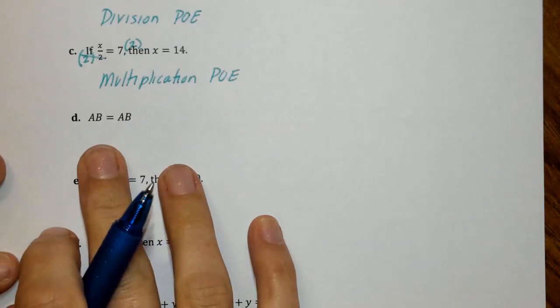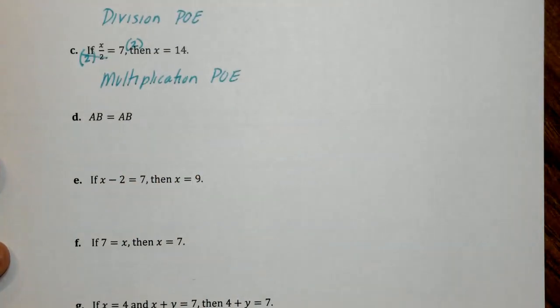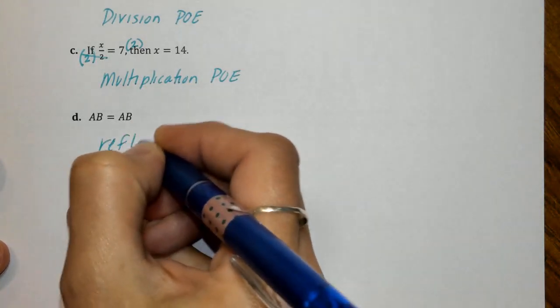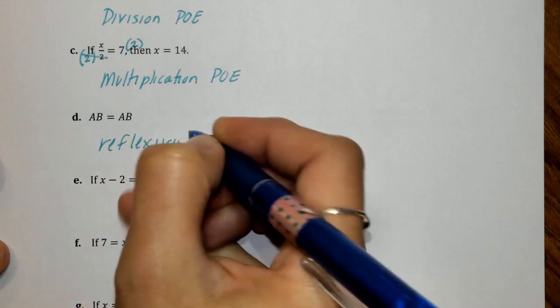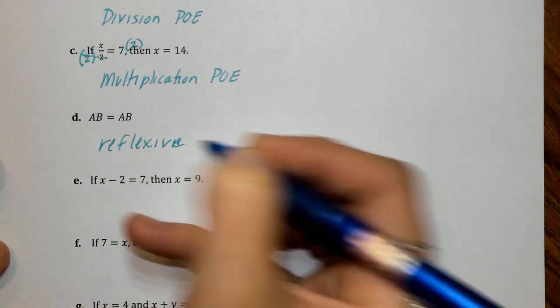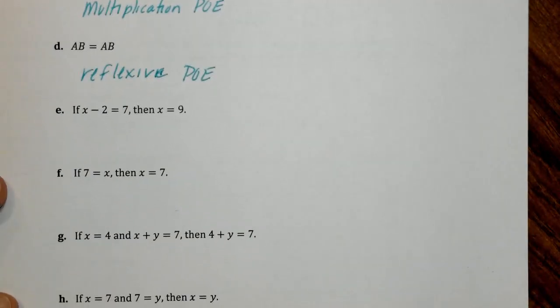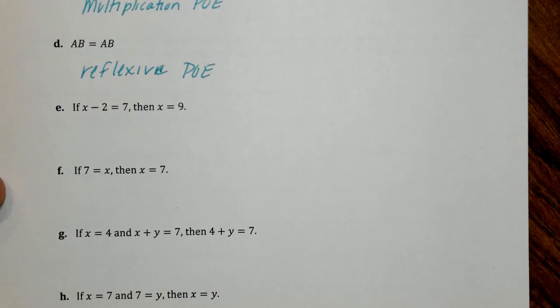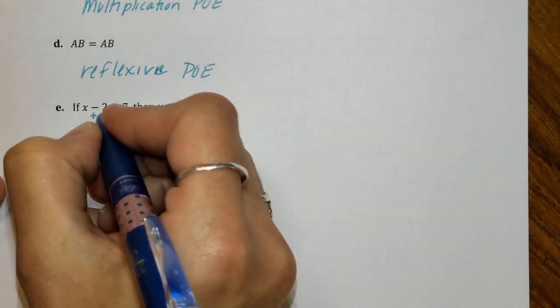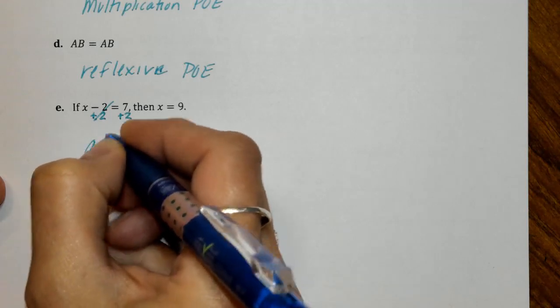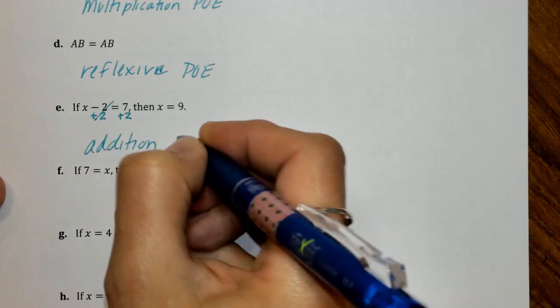We look at letter D, we see AB equals AB. We have the same thing on both sides, like looking in the mirror. You're going to have your reflexive property of equality. Next, if x minus 2 equals 7, then x equals 9. Well, how did we get the 9? What step did we take? We added 2 to both sides, so we have addition property of equality, POE.